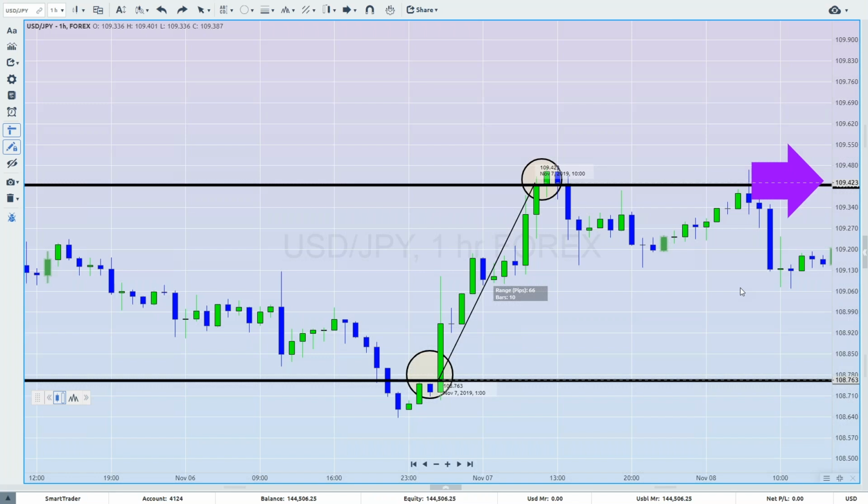Now, bars equal candlesticks. Because we are on a chart where our candlesticks are measured in hours, 10 bars equal 10 hours. So if we would have bought into this trade down here, we would have sold up here, we'd have been in and out of the trade on November 7th, we would have been in it for 10 hours, and we would have made 66 pips. Okay, good. So what does all that mean?